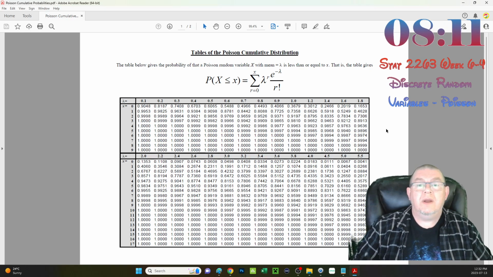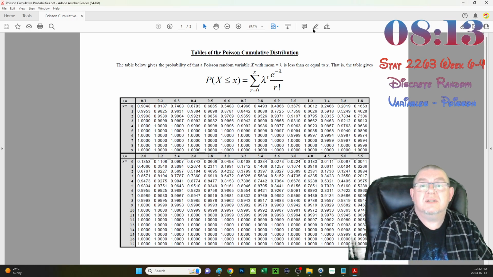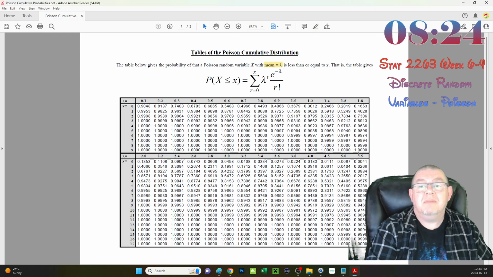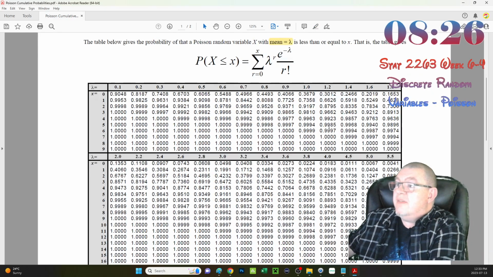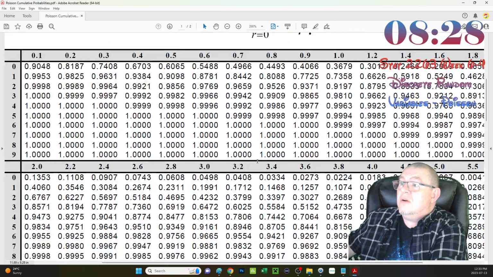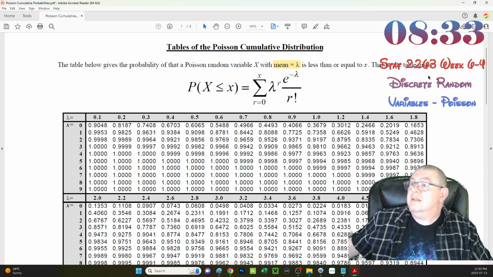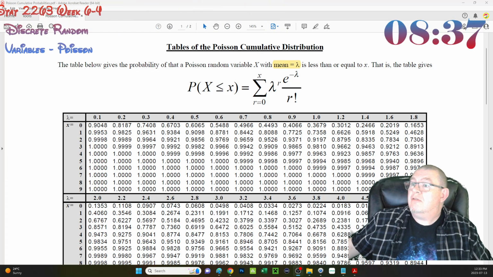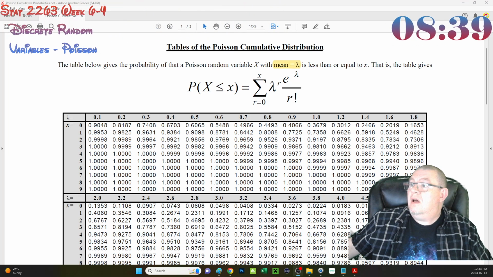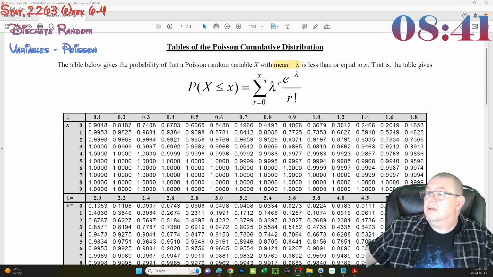I do want to point out here that this Poisson uses lambda as the mean, okay? So it is lambda that is the mean in this situation. Let me just see if I can zoom in a bit here. There you go. Lambda is the mean. And I'm just going to move the title out of the way for a minute, and the clock up there, and me over a tiny bit.